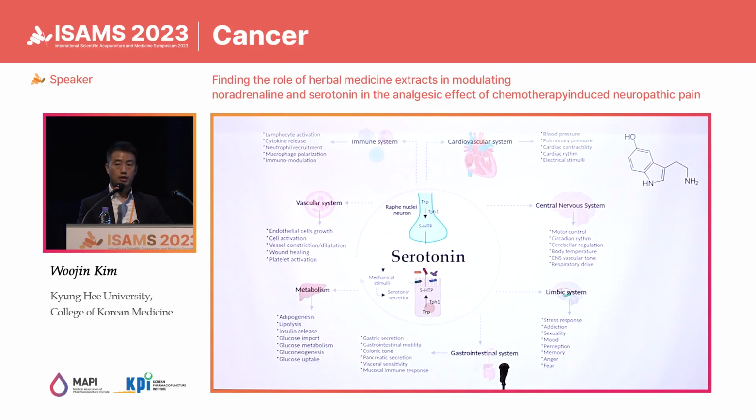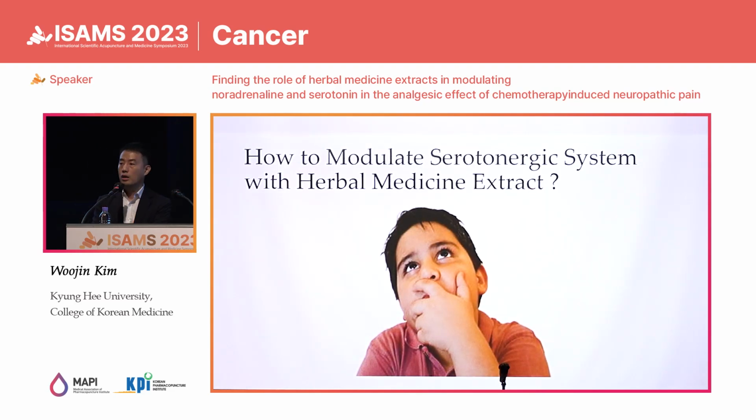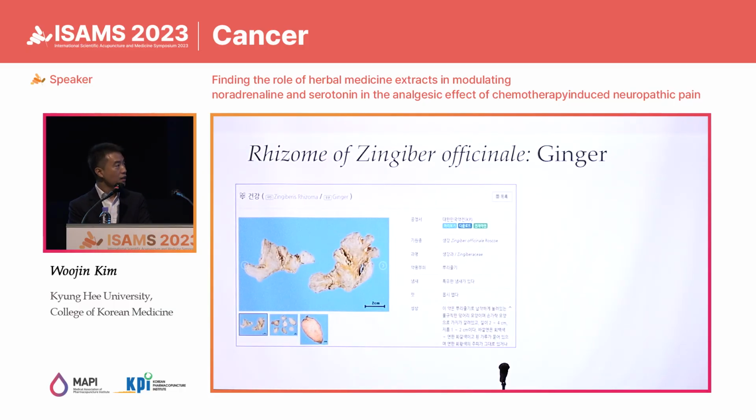And so, as I told you, serotonin has many effects, and there is a lot of experimental research. So a lot of papers are present about serotonin. It can act in the central nervous system, limbic system, and gastrointestinal system, and so on. So I was interested in how we could modulate the serotonin system without having a big side effect with a herbal medicine. The thing that I was interested in is ginger, which is a really well-known herbal medicine.